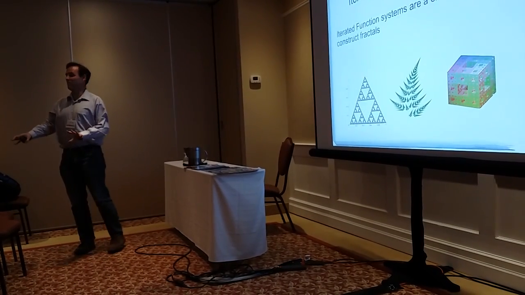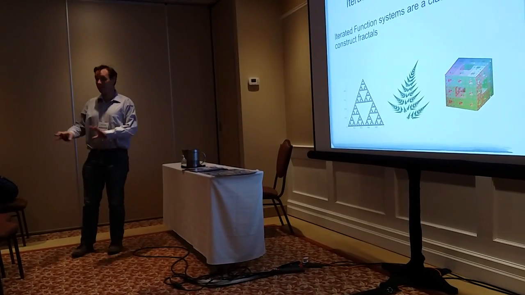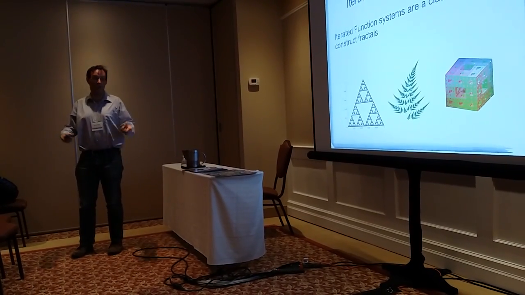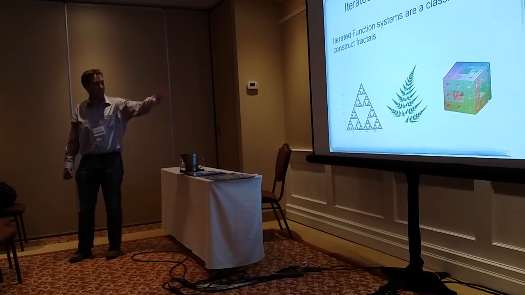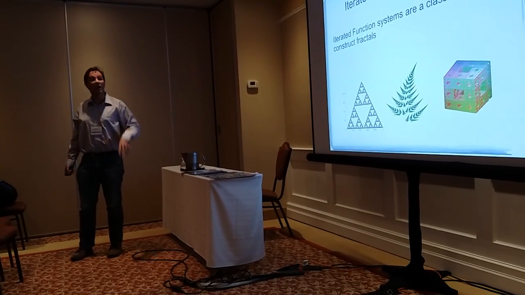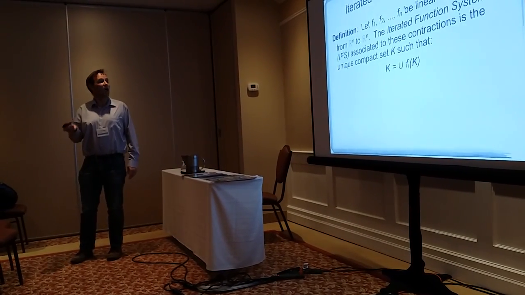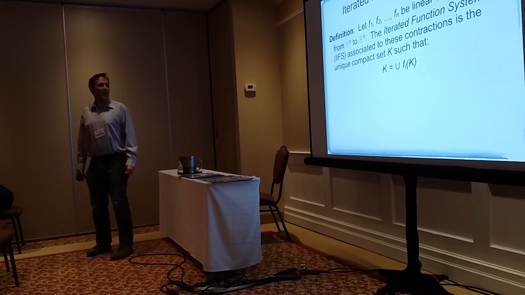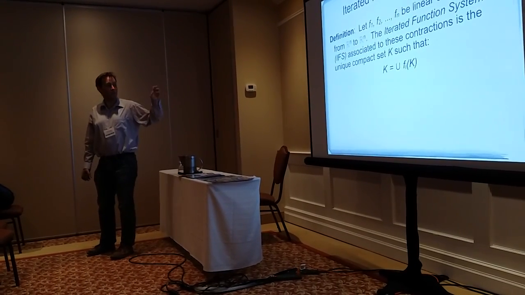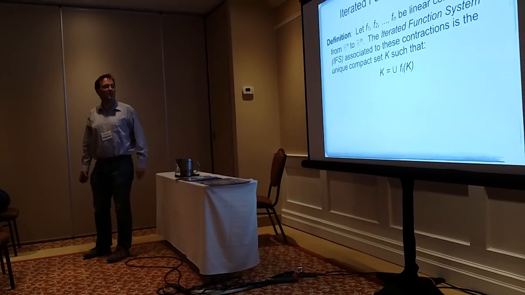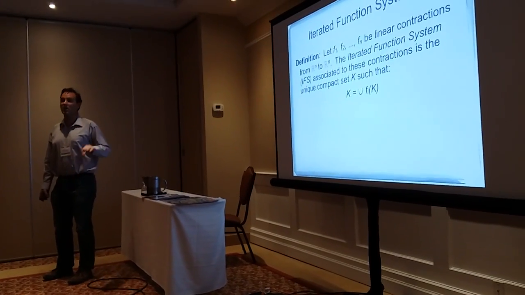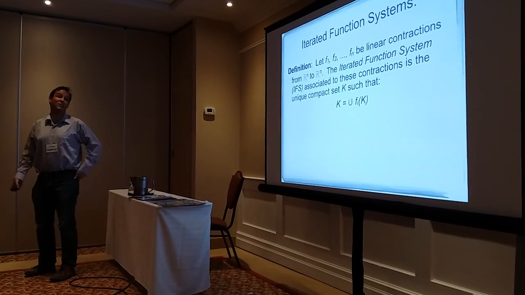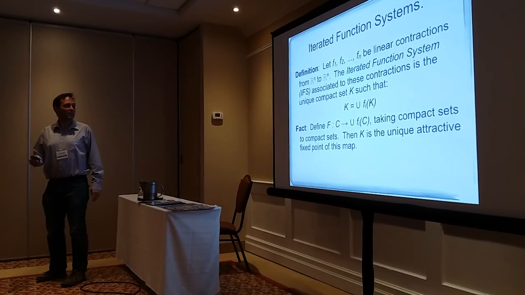So we'll start very basic. I suspect everyone in this room knows exactly what an iterative function system is. It's a very classical way to construct a fractal. There's Sierpinski gaskets, ferns, Sierpinski sponges and such. The formal definition is you've got a bunch of linear contractions, and the iterated function system is the unique set K so that K is equal to the union of the linear contractions of K. There's multiple different ways to define it, but this is probably the easiest.